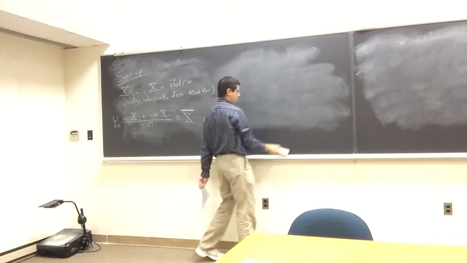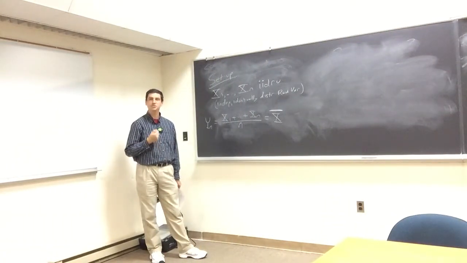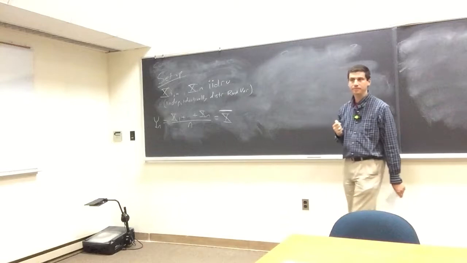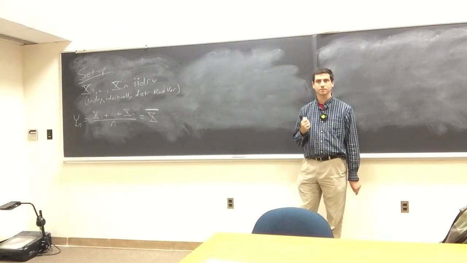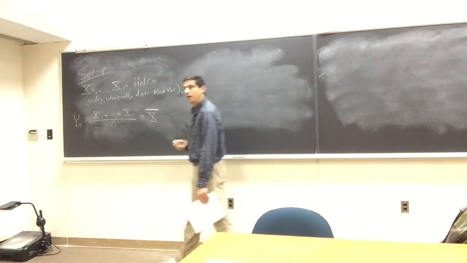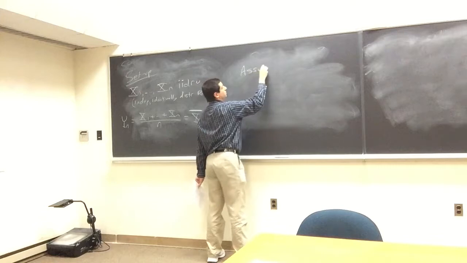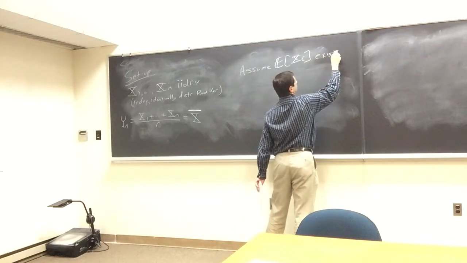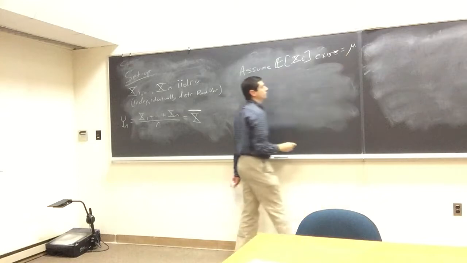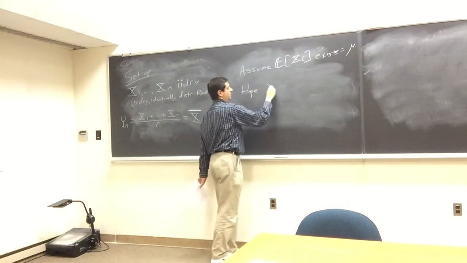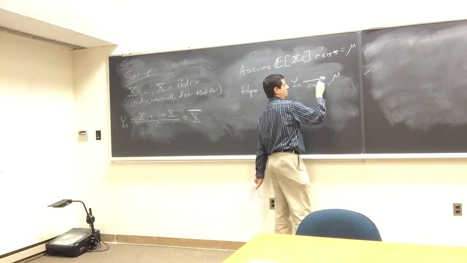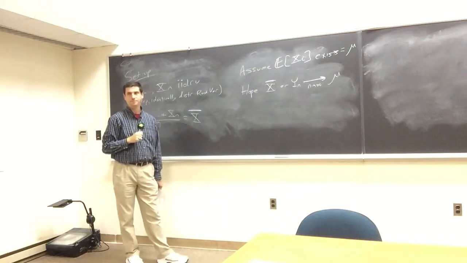So what do you think happens as we take more and more values? We sample our distribution more and more times and we look at the average. What do you think the average should converge to? Yes? True average of the population. It should converge to the population average. So assume the expected value of xi exists, and let's say it equals mu. The hope is that x bar, or equivalently yn, converges to mu as n goes to infinity.